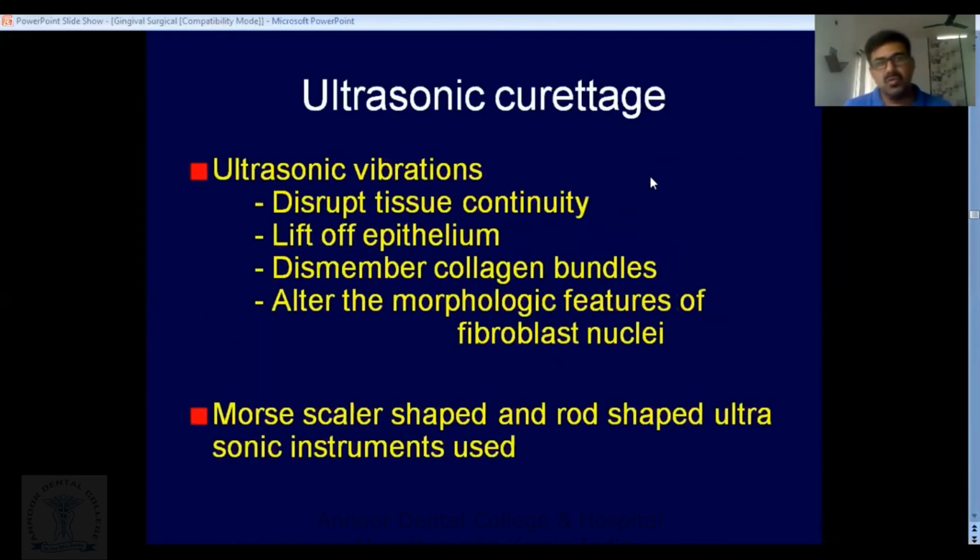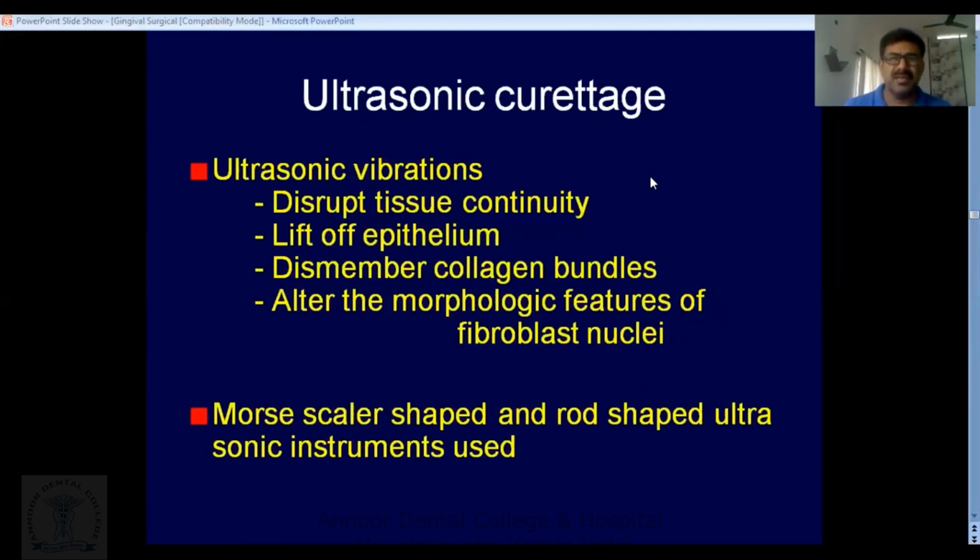Now you can do curettage by means of ultrasonic curettage. Only thing is you need specialized tips for that. Now, what does the ultrasonic vibration result in? Ultrasonic vibration will result in disruption of tissue continuity. It will lift up the epithelium. It will dismember the collagen bundles, and it will alter the morphological features of the fibroblast. So these are the four different effects of ultrasonic vibrations.